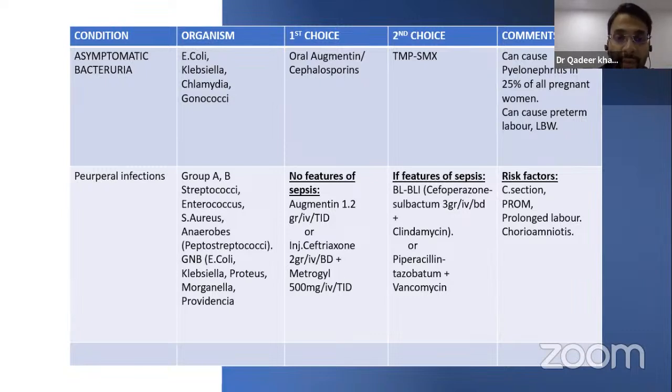Peripheral infections, again, most commonly gram-positive and gram-negative organisms can be seen because of the normal flora which is there surrounding the genitourinary tract. If there are no features of sepsis, then we can start off with oral or IV forms of beta-lactam, beta-lactamase inhibitor like augmentin, amoxiclav, ceftriaxone, along with anaerobic cover, metronidazole. If the features of sepsis are there, then we should start higher antibiotics like BL-BLA combination IV along with a gram-positive cover like vancomycin.